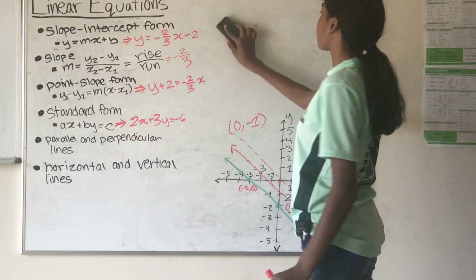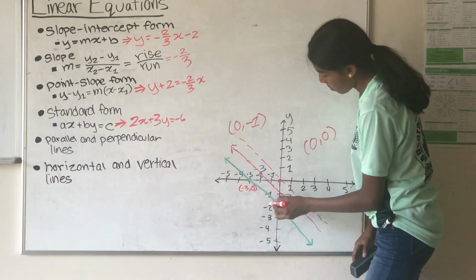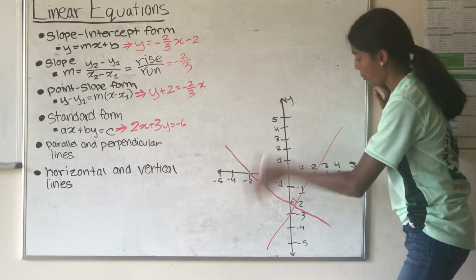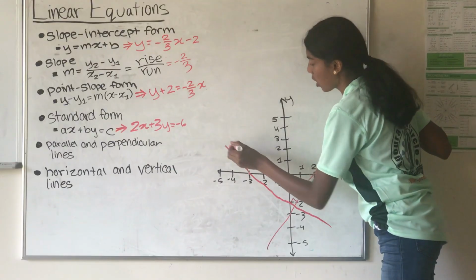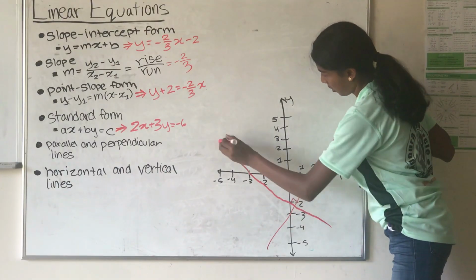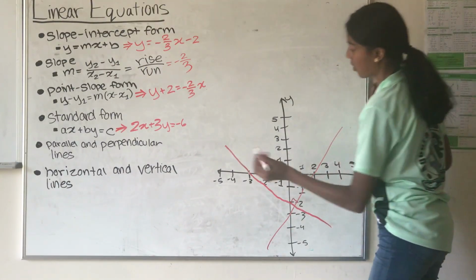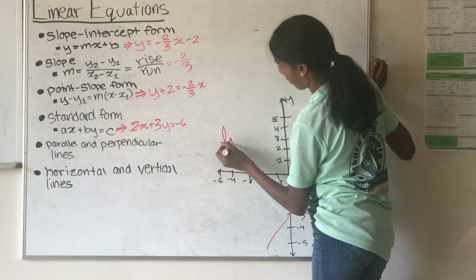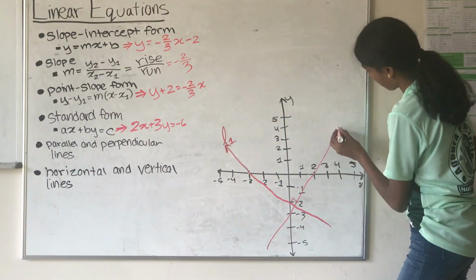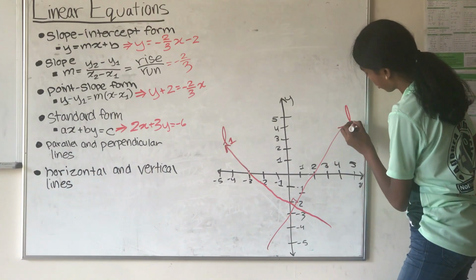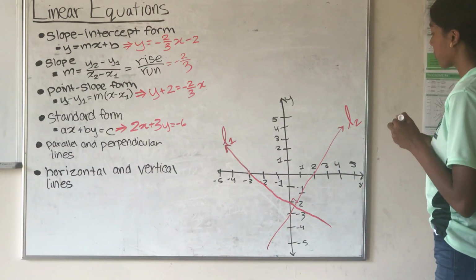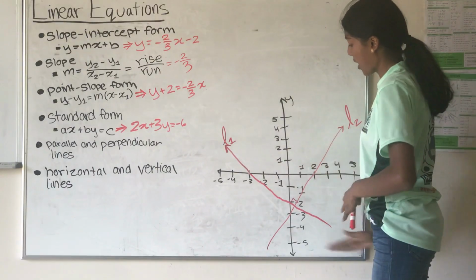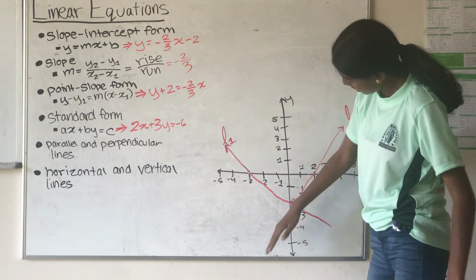Basically, now we're moving on to perpendicular lines. So I redrew the graph, and this was our line from before. This right here, I'm going to label this line 1. And this one shall be line 2. I tried to draw them as straight as I could, but they are perpendicular.